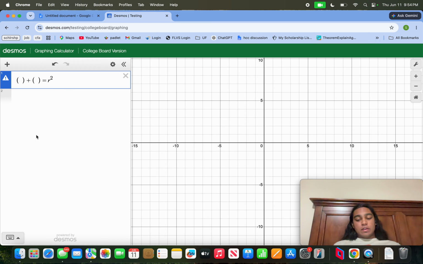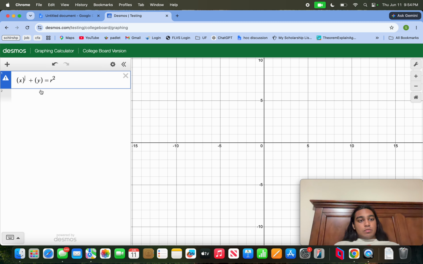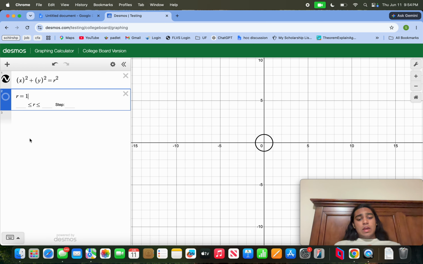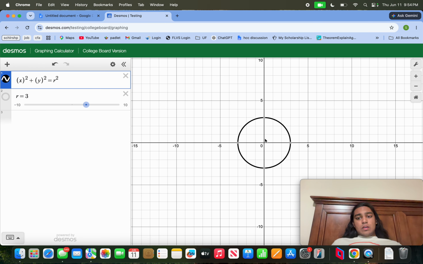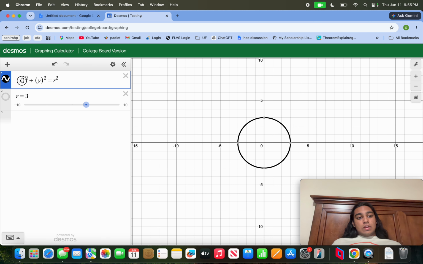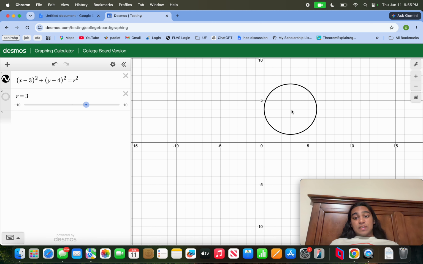So now I would fill in my stuff. There's an x here, there's a y here, and these should both be squared. Cool, now I have my slider. I know my radius is 3. So I want my rightmost point to be what? 3 comma 4. So I would set this to -3. I would set this to -4. So now my center is there, which is not what I want actually.